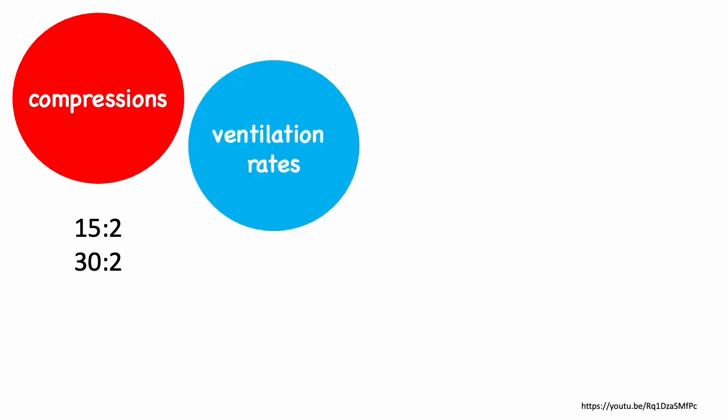Ventilation rates for kids are different from ventilation rates in adults. Whether it's rescue ventilations or ventilations during continuous CPR with an advanced airway in place, we'll look at a ventilatory rate of 1 breath every 2 to 3 seconds, which is 20 to 30 ventilations per minute.